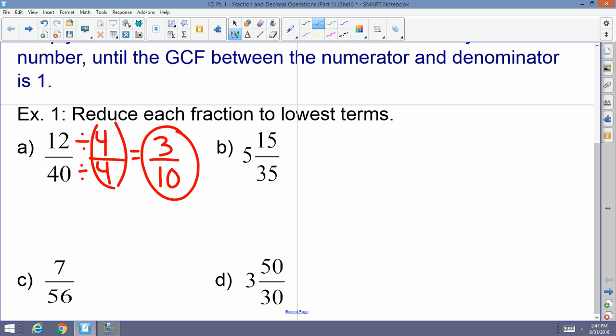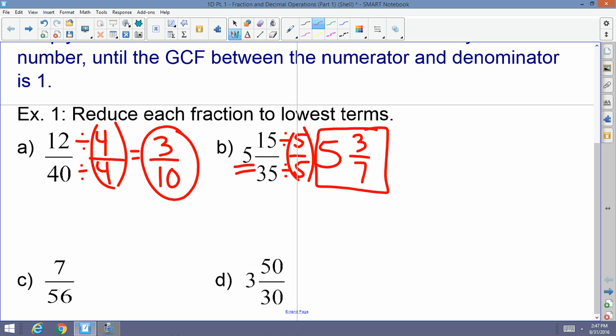Number 2, 5 and 15/35. Don't worry about the 5. The 5 is a whole number, so go ahead and pull that guy aside right now. However, the 15 and the 35, they are both divisible by 5. So I'm going to divide the numerator and the denominator by 5, giving me 5 and 3/7. That would be my answer for that, reduced to lowest terms.